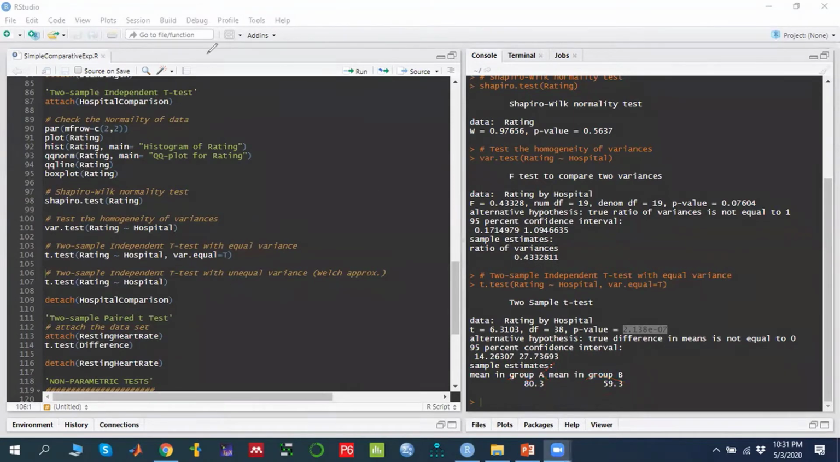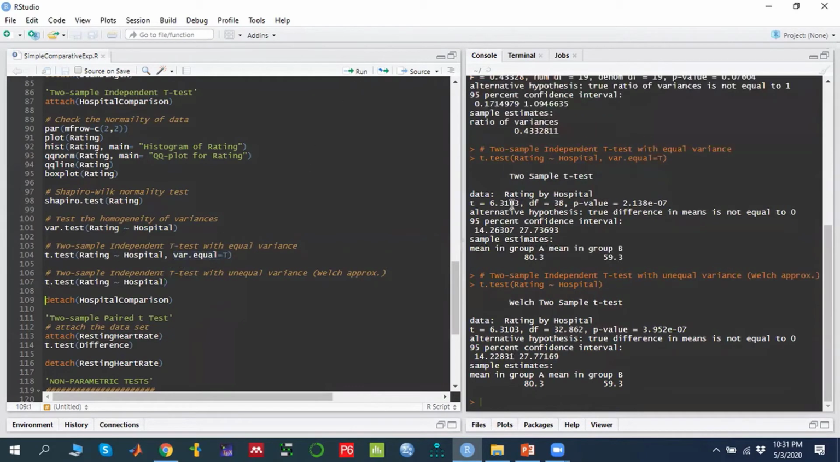But suppose you want to run the two sample independent t-test by assuming that the variances are unequal in R, how can you do that? By default it will assume that the variances are not equal, so I will omit this condition. If I run this command, it will automatically apply the Welch approximation, assuming the heterogeneity condition, which means the variances are not equal.